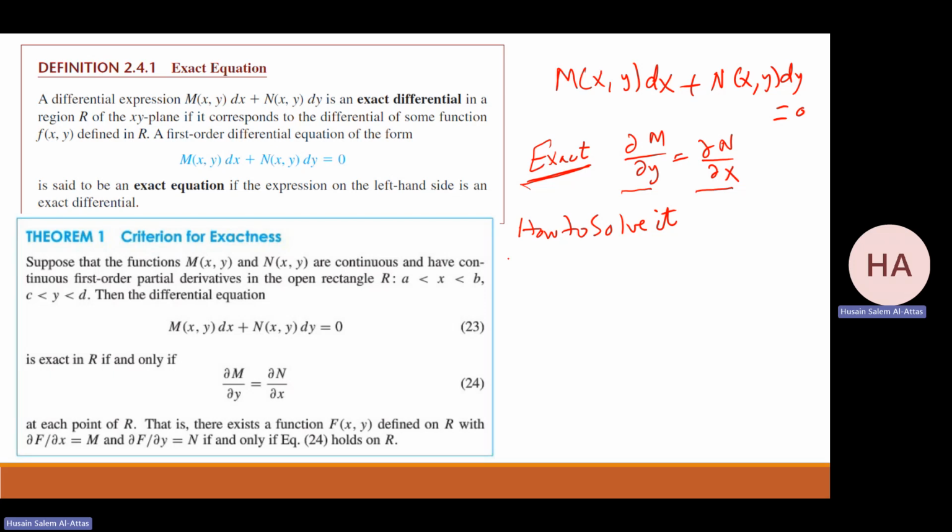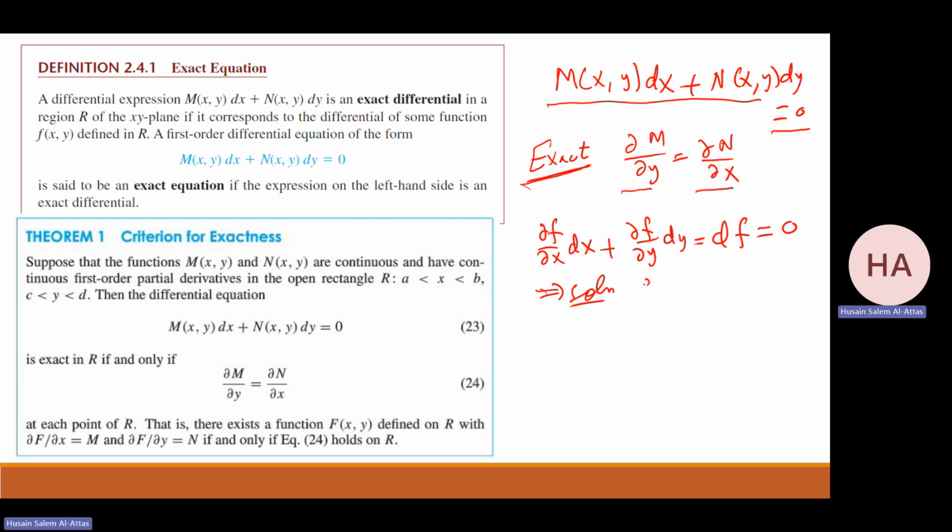These are the procedure. First, what is the idea behind that? The main idea: now we'll try to write this equation as a differential. So it will be partial f with partial x dx plus partial f with partial y dy, which is df. If that is equal to 0, that means my solution will be what? If the derivative of a function is 0, I'm talking about a function of two variables, then it means the function is constant. That's the way to do it.